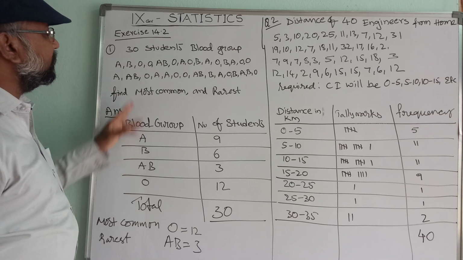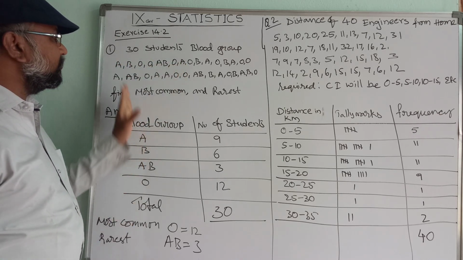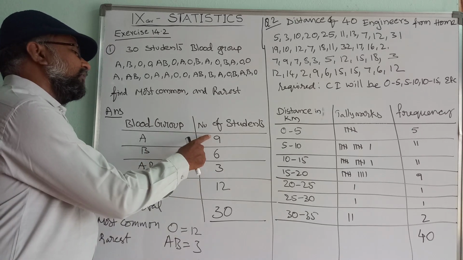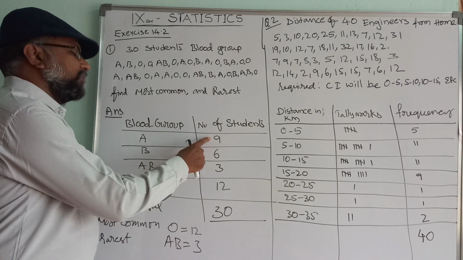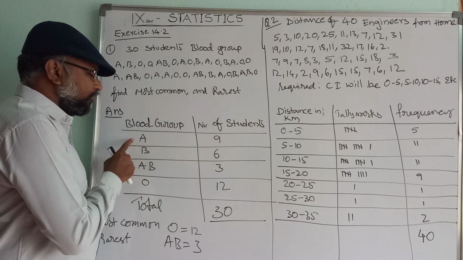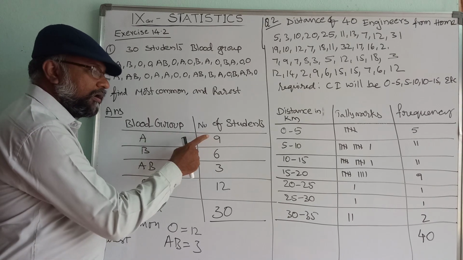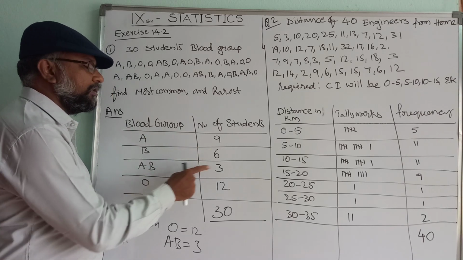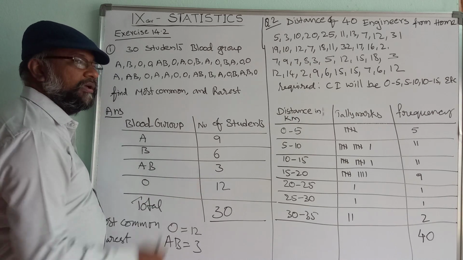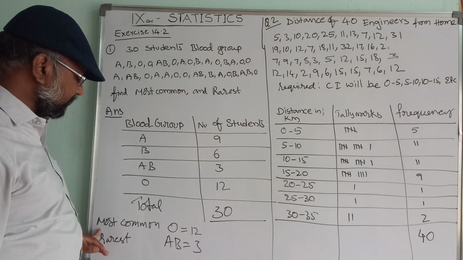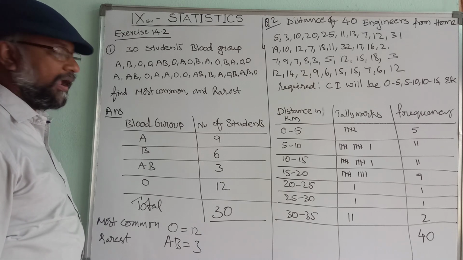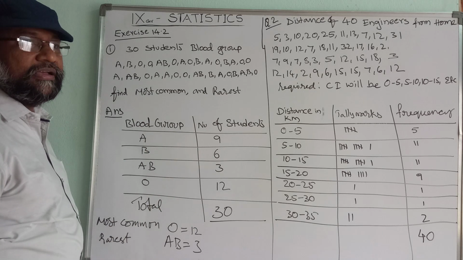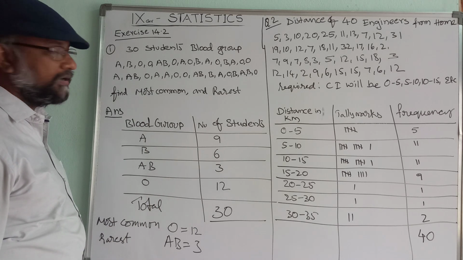Likewise, B also you can calculate, AB also you can calculate, and O also you can calculate. Now here we have the number of students: blood group A is 9, blood group B is 6, blood group AB is 3, and O is 12. So what is the most common? 12, which is O. And what is the rarest? AB. Therefore this is the answer according to the textbook.